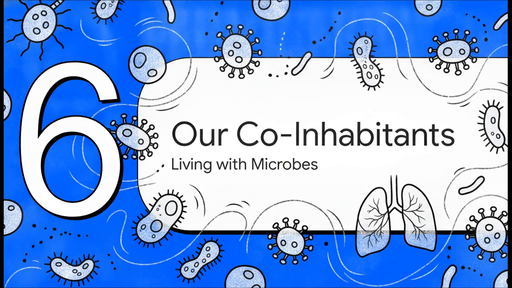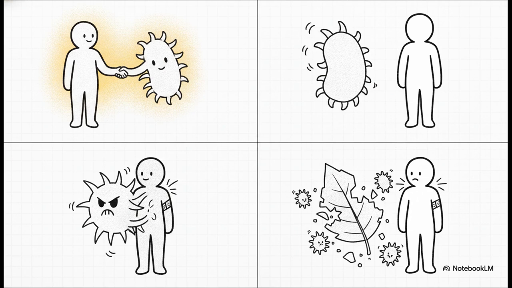Finally, Section 6, our microscopic co-inhabitants. We interact with these microbes constantly, every single second of the day. The text actually outlines 4 distinct forms of cohabitation. The first is symbiosis, which is a cooperative association where both we and the microbe benefit. It's a win-win. Then there's commensalism, where the microbe gets a benefit but it doesn't harm us at all.